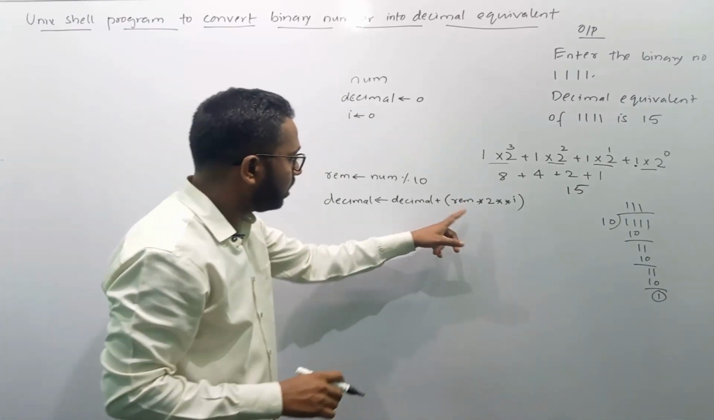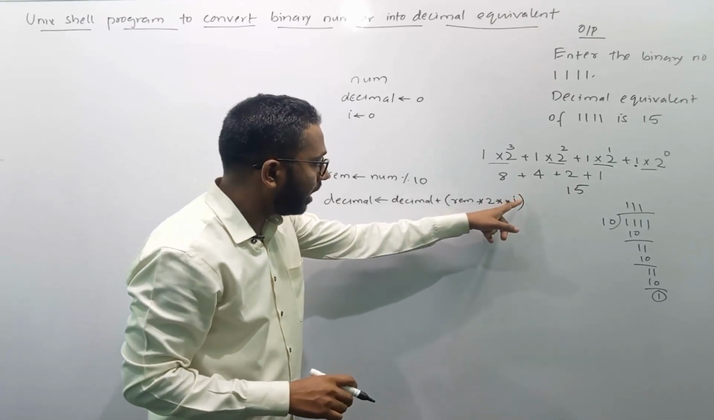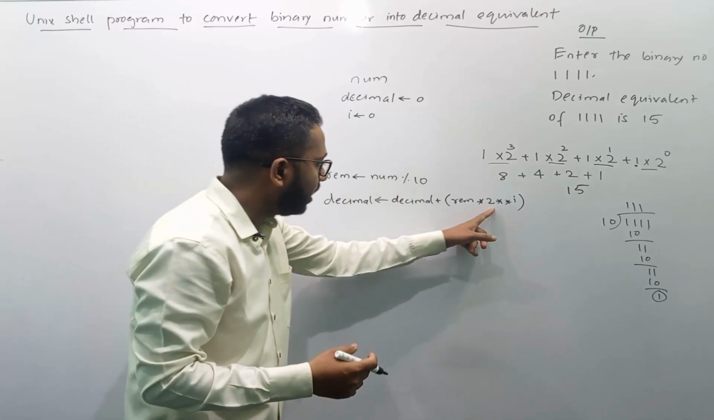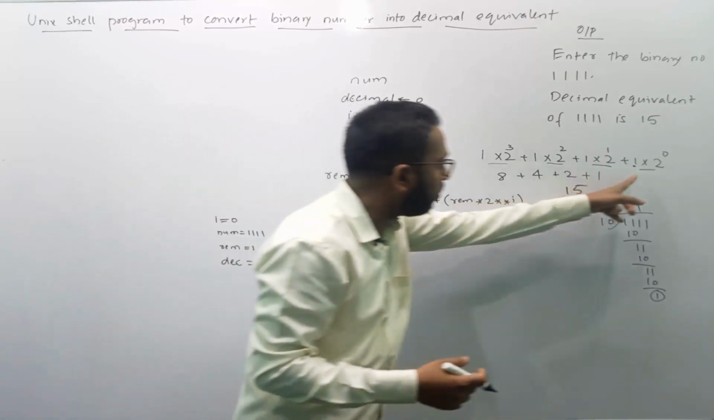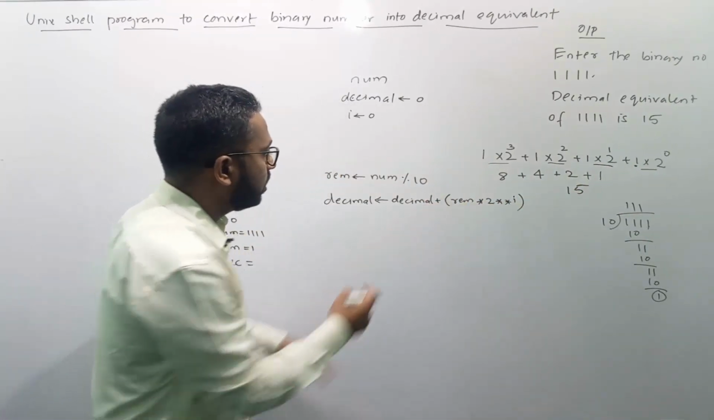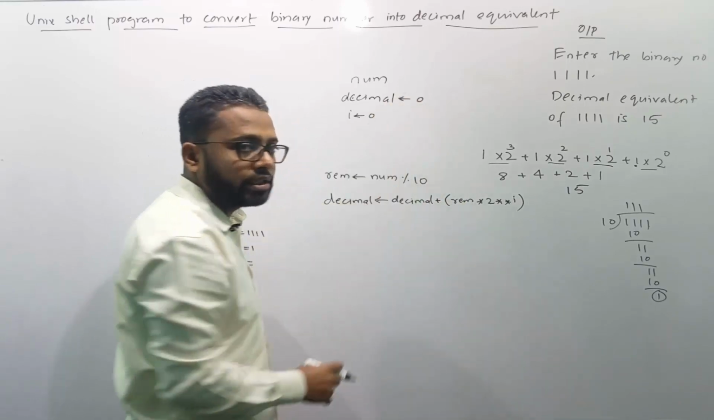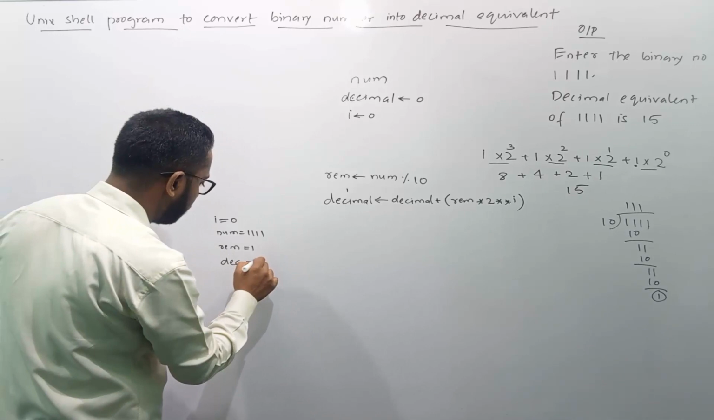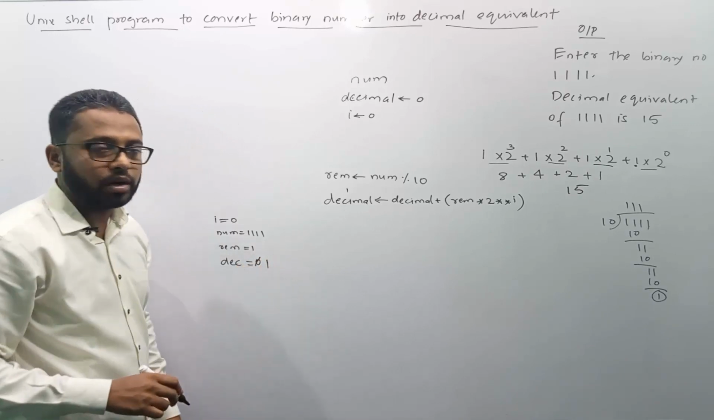So remainder is 1. 1 into 2 raised to i, where the i value is 0. 2 raised to 0 is 1. So 1 into 1, we are performing this step, 1 into 1 plus decimal. Decimal is 0, so we will get 1. So decimal was 0, and now it becomes 1.